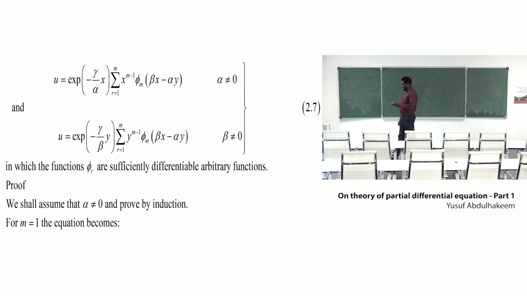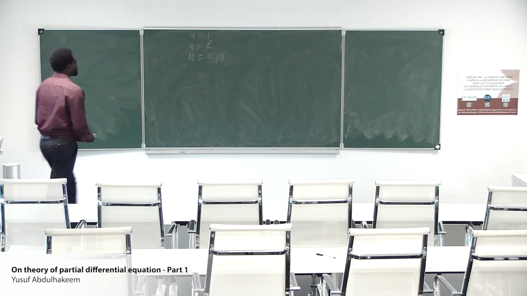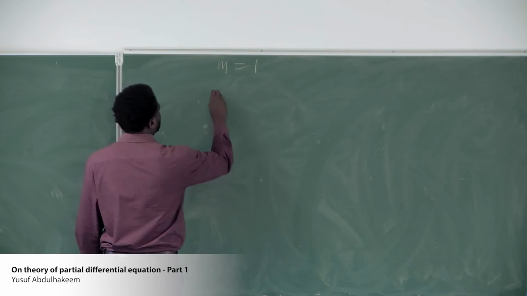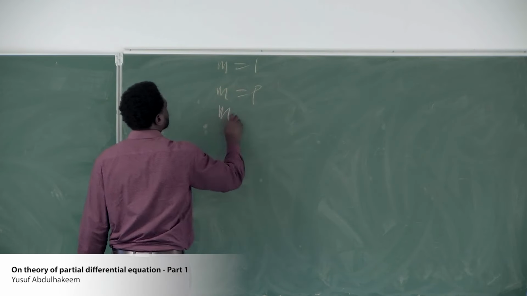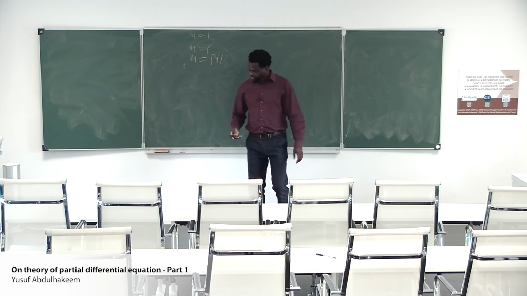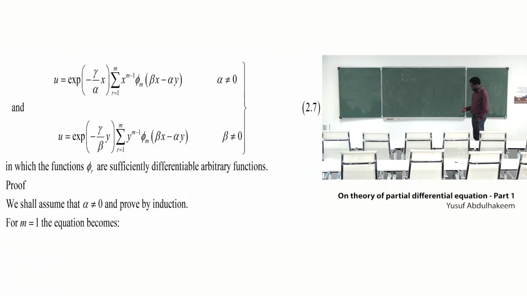What happened when m, of course, for mathematical induction, we are going to look at it when m is equal to 1, when m is equal to k, and when m is equal to, let's say, k plus 1, or maybe we say when it is equal to p, and when m is equal to p plus 1. That's what we have.